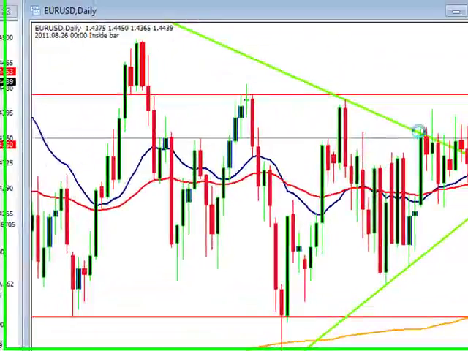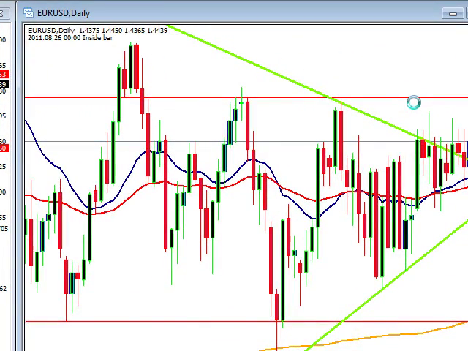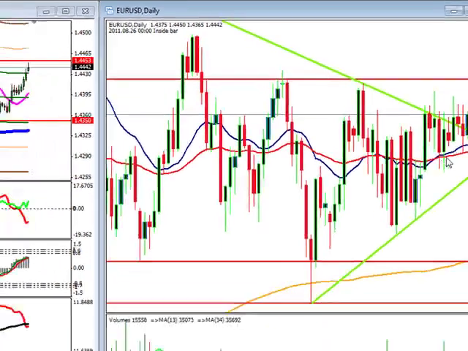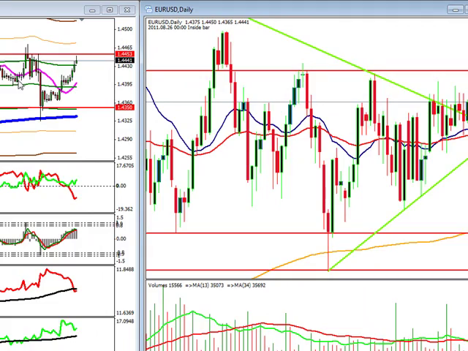Here on the daily chart of the euro dollar, we can see the story remains the same: sideways action. And as we continue to say, stay out of it unless you're trading smaller time frames and you're really trying to trade this up and down action here. It's easier to see on a 1 hour time frame.